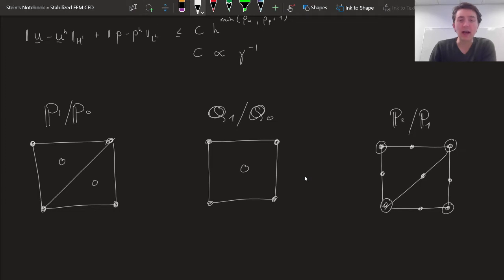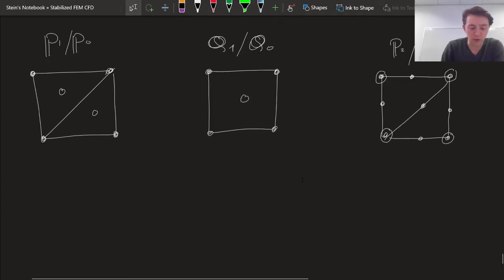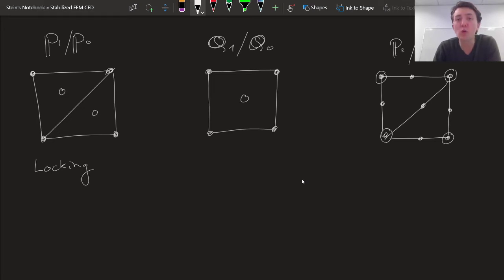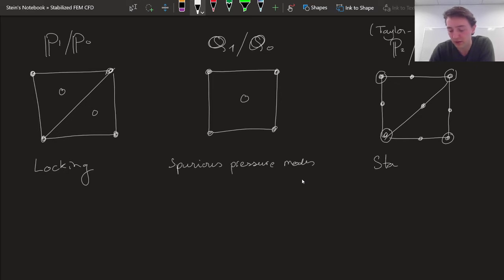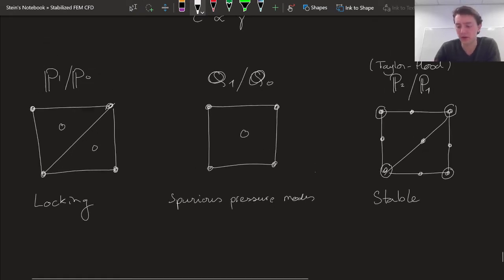Now, these are the elements that we analyzed in previous videos, and the things that we observed were that our P1, P0 element showed locking behavior. Our Q1, Q0 element had spurious pressure modes. And our P2, P1 element, which we called the Taylor-Hood element, was a stable element.